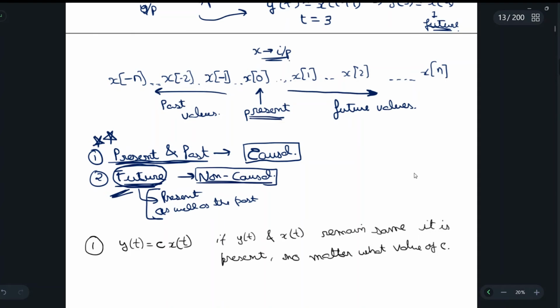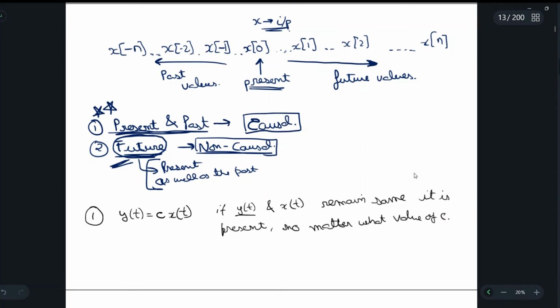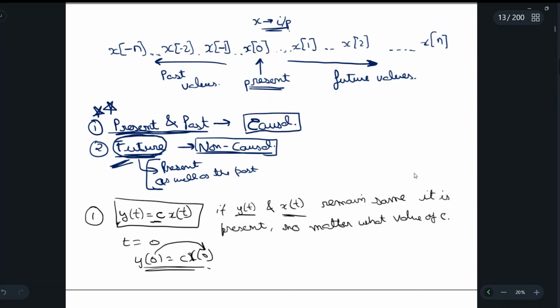So what I mean by this is that suppose we have y(t) and x(t), which is given by this relation where C is a constant, then whatever value of t we put, say we put t to be 0, then we have y(0) = C x(0). So whatever you put, the same value will come over here. So this is the present. That is, the output depends on the present input. No matter what value of C you put over here, we will always get the present input. So this is a causal system, as it only depends on the present and not the future.